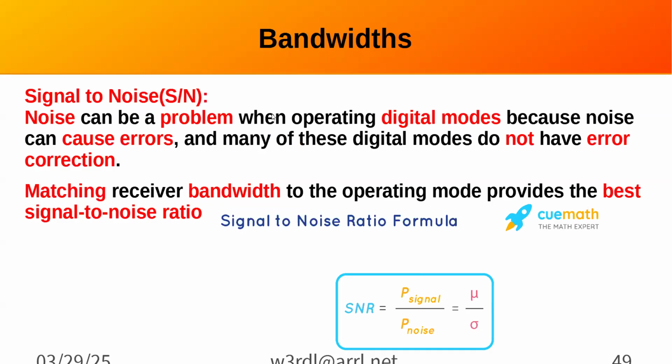Signal to noise. Digital modes seem to be much more susceptible to noise than AM. In a digital mode, if it gets too noisy, you just lose the signal. In AM or single sideband, if you've got noise, you might still be able to understand what's going on. But digital is digital. You either get a nice signal or you don't.